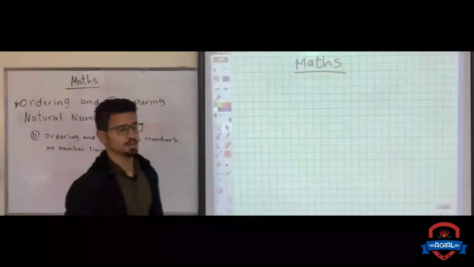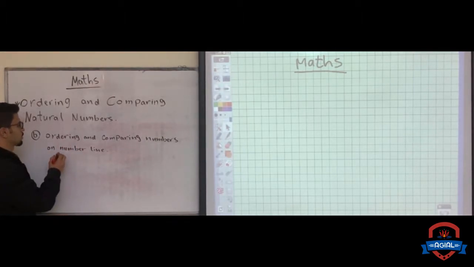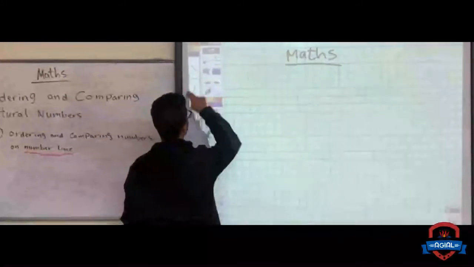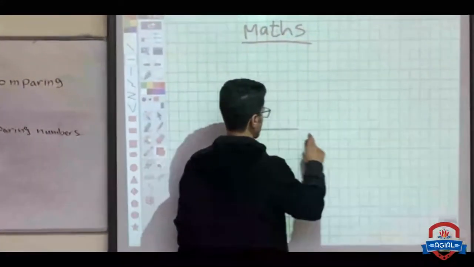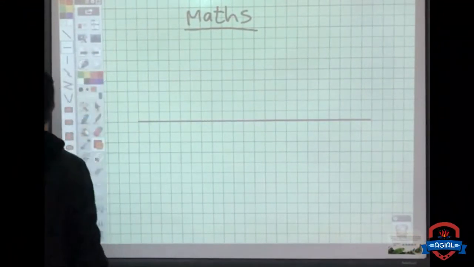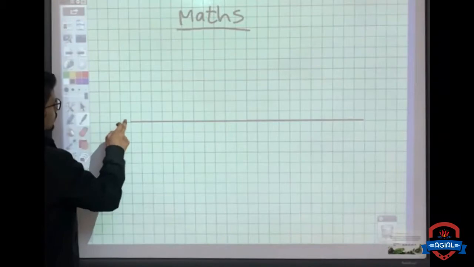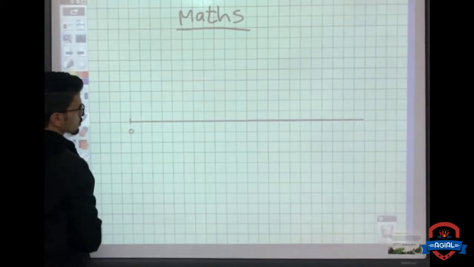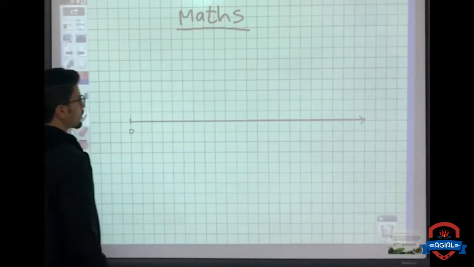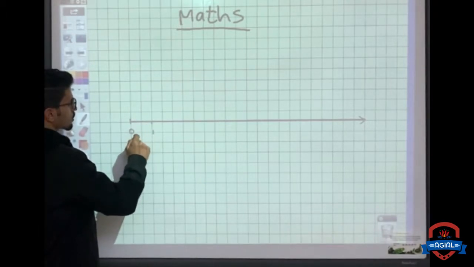Now let's complete the second part of our lesson, which talks about ordering and comparing numbers on the number line. So let's draw a number line. We say it should be a line with a start point, because we are in natural numbers. So we have a start point like 0 and no end point, so we put this arrow. So we have 0, 1, and the distance between every two numbers should be equal.